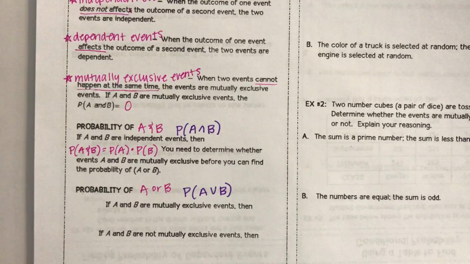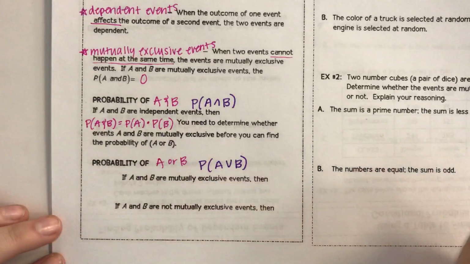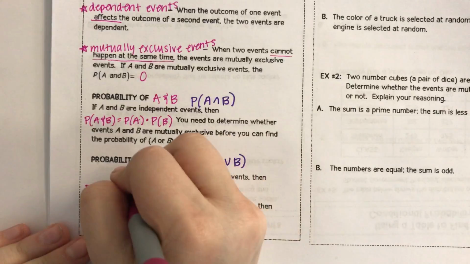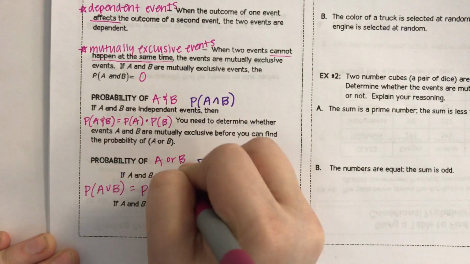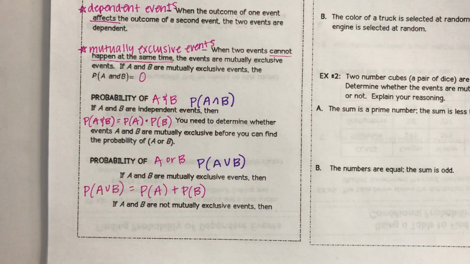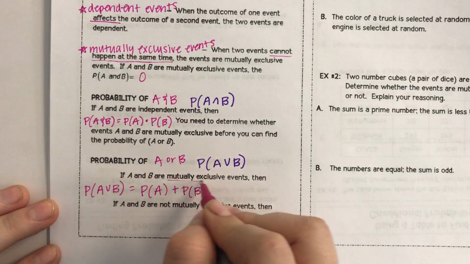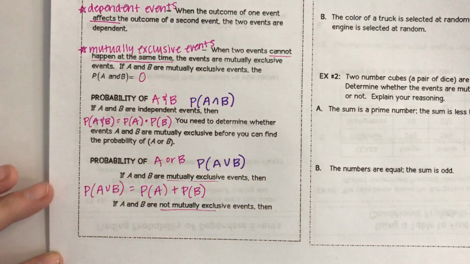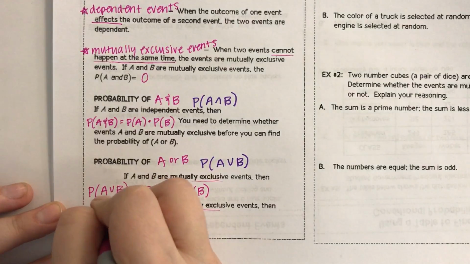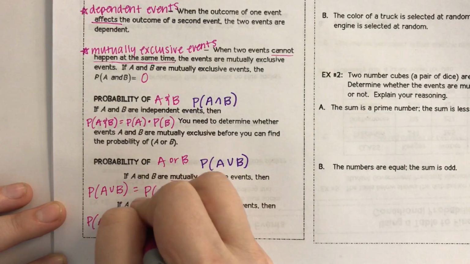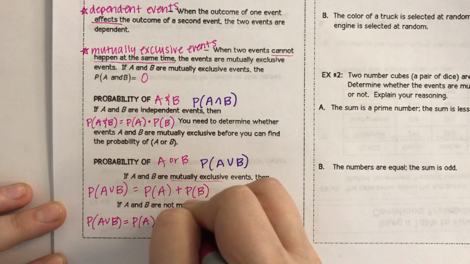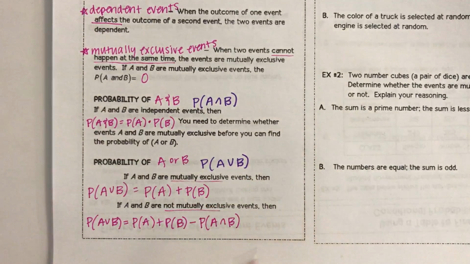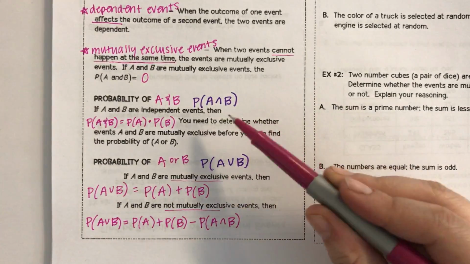Okay, so if A and B are mutually exclusive events, then the probability of A or B happening, using this notation, is simply the probability of A plus the probability of B. If they are mutually exclusive. So this next one, if they are not mutually exclusive, the probability of A or B is the probability of A plus the probability of B minus the probability of A and B happening. So minus probability of A and B. Remember, that's the and symbol.